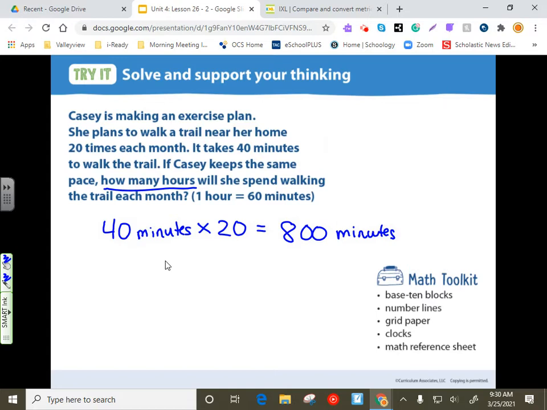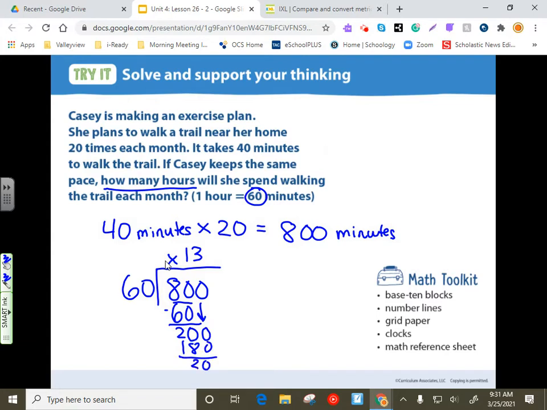And here's a simple way to do that. You can take your minutes, and there's a reason they gave us this number here, the 60 minutes. So 60 goes into 80 once, and bring down our 0. And 60 goes into 200 3 times, and I have a remainder of 20. So this is going to give me 13 hours, and then 20 out of 60 minutes.